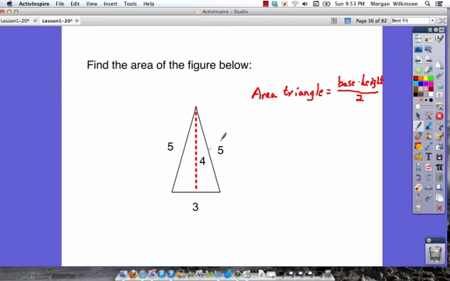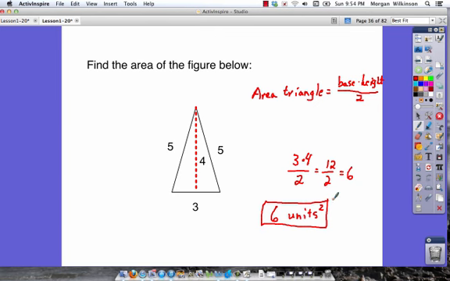Now the base is what it sits on, so we can see the base here is 3. So it's going to be 3 times the height. The height is always vertical, straight up and down, so the height is 4. 3 times 4 divided by 2. 3 times 4 is 12. 12 divided by 2 is equal to 6. We need a label, so it's got to be 6 square units, or 6 units to the second power. We can write our answer just like this, and we're all done.